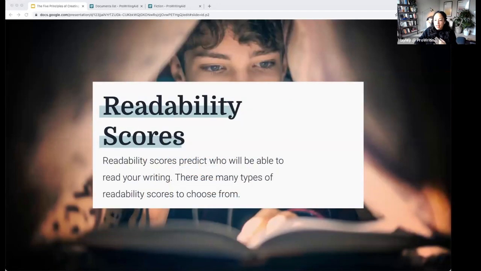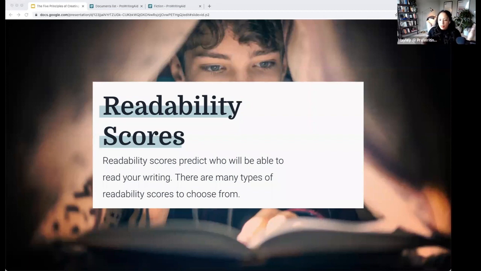Somebody in the chat had just asked, I think it was Claire, about targeted readability. Targeted readability relates to something known as a readability score. A readability score is a prediction of who will be able to read your writing. There are many types of readability scores. Some common ones are Dale-Chall, Gunning Fog, and the Flesch formulas, which maybe a lot of Americans are familiar with because that's what we use for a lot of our grade level work.